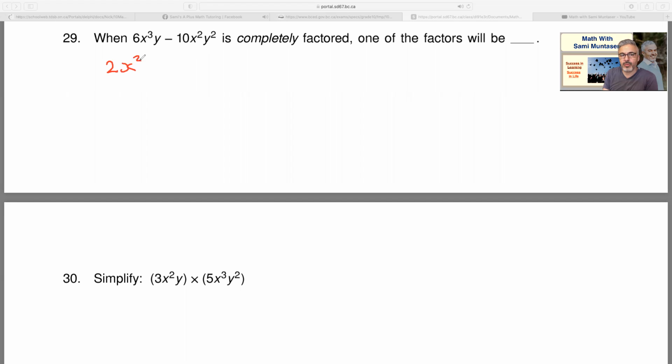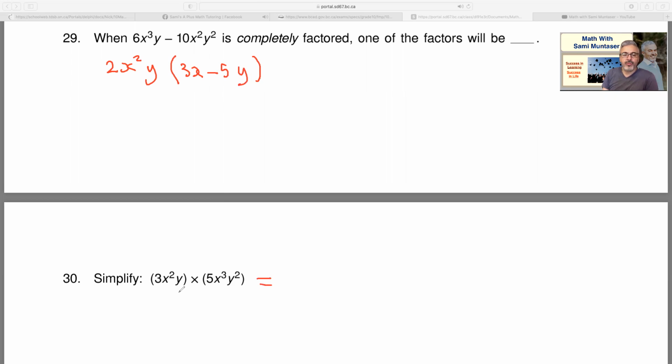So here's x squared. And then here you have y and y squared. The one with the lower exponent is the y. So you take that out and you open the brackets like this. To find out what you write in here, you take this here divided by this. So 6 divided by 2 is 3. X cubed divided by x squared is x. Y divided by y is gone. Minus 10 divided by 2 is 5. X squared divided by x squared is gone. Y squared divided by y gives you y. And that's the answer for that one.